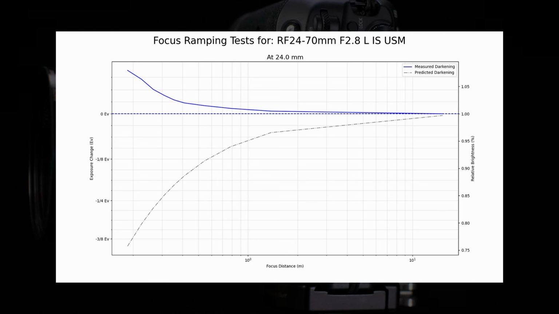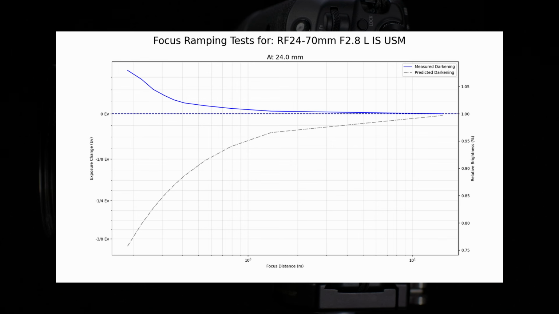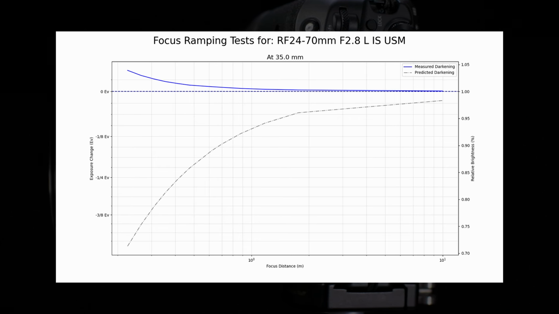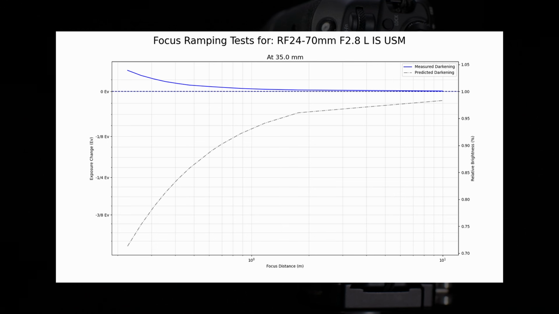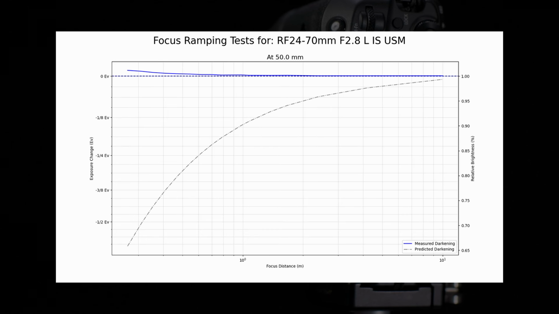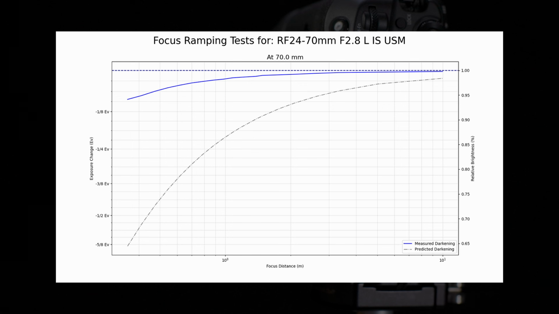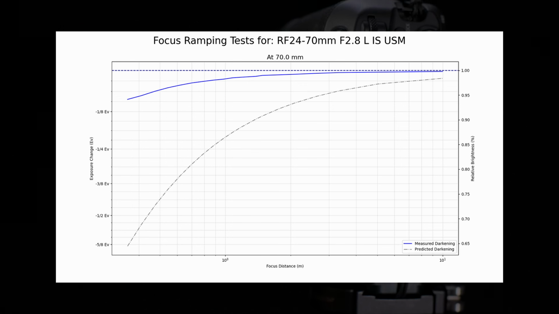At 24, 35, and 50 millimeters, the lens is actually brighter than it should be compared to the infinity focus position, probably due to the angle of view getting wider. At 24 millimeters, it's almost an eighth stop brighter at the minimum focus distance, though at 35 and 50, the error is just under a 32nd of a stop, so it does decrease there. At 70 millimeters, where the angle of view shift reverses, the lens is just under an eighth stop darker at the minimum focus distance than it is at infinity.